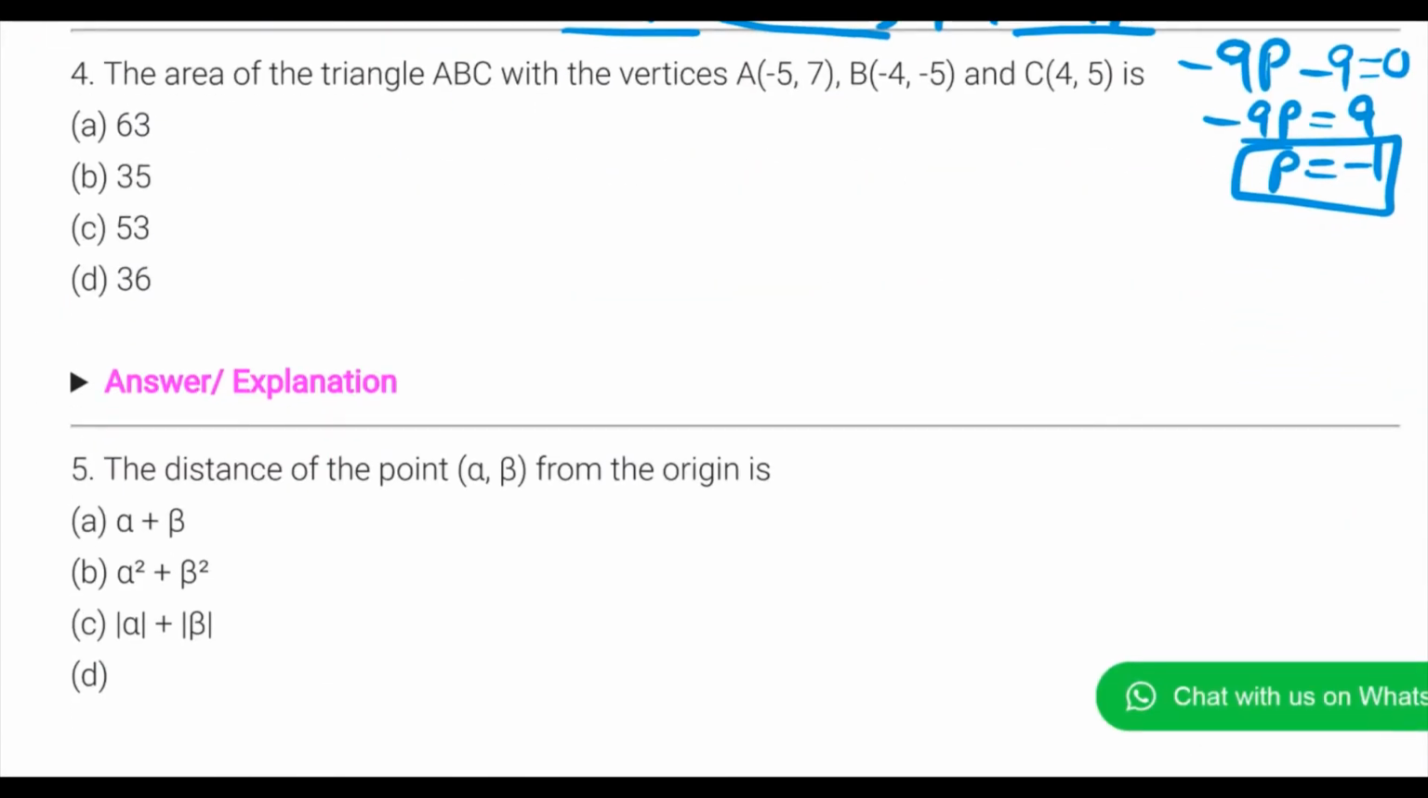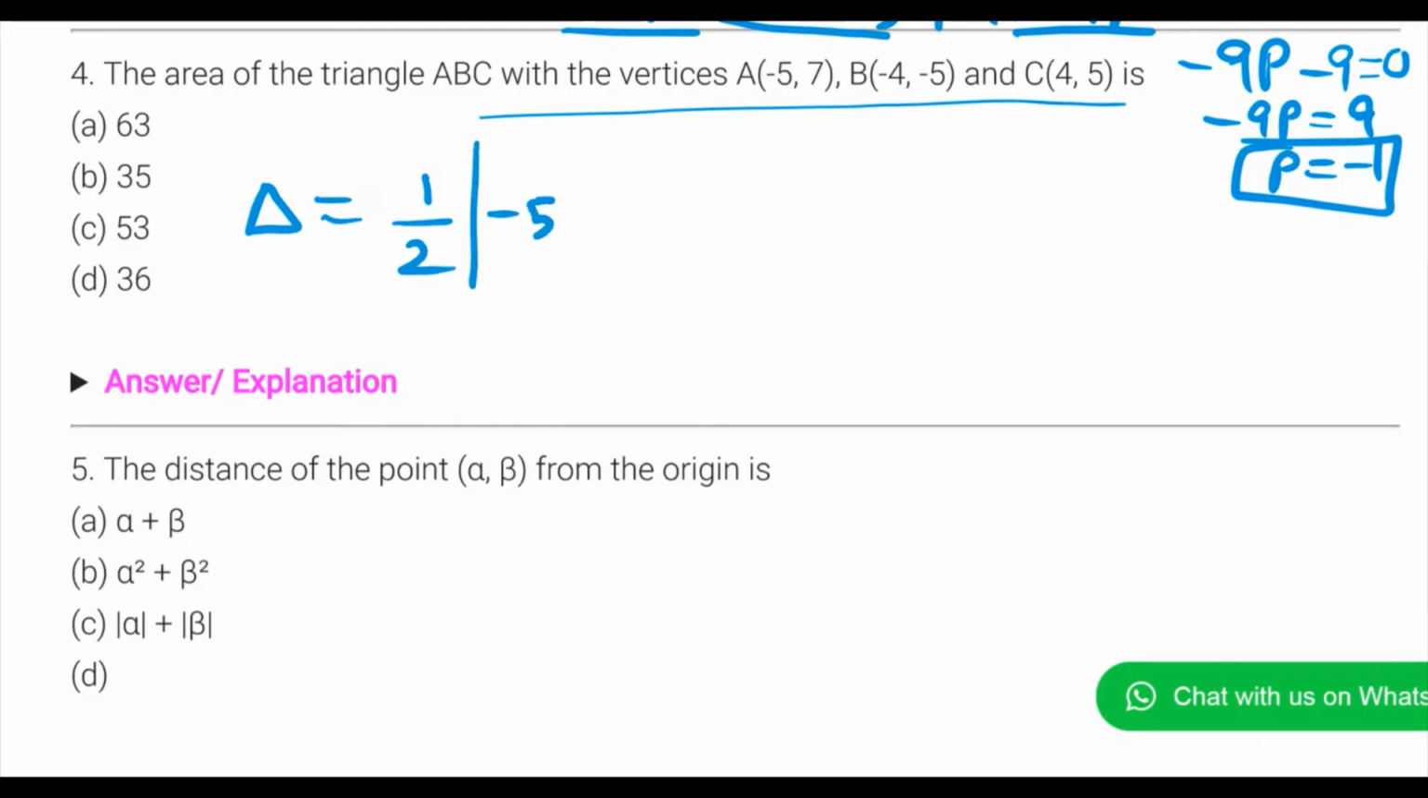The fourth question is, the area of the triangle ABC with the vertices A, B, C is. So area of triangle equals half of x1 into, so it's minus 5 into (y2 minus y3). Let me write these points, it will be clear for you. So this is (x1, y1), (x2, y2), and this is (x3, y3).